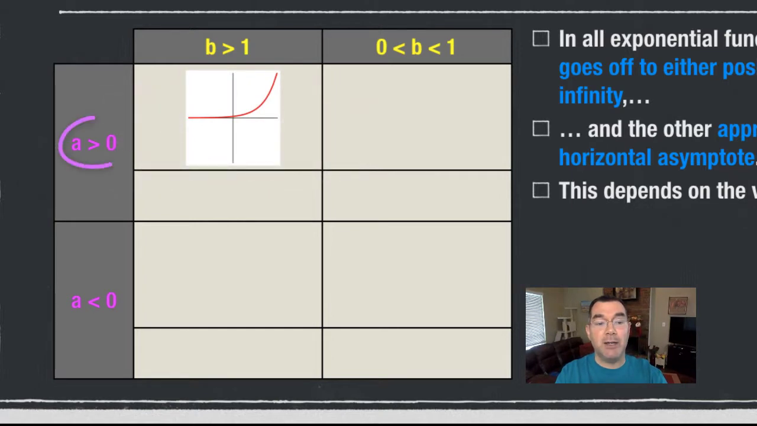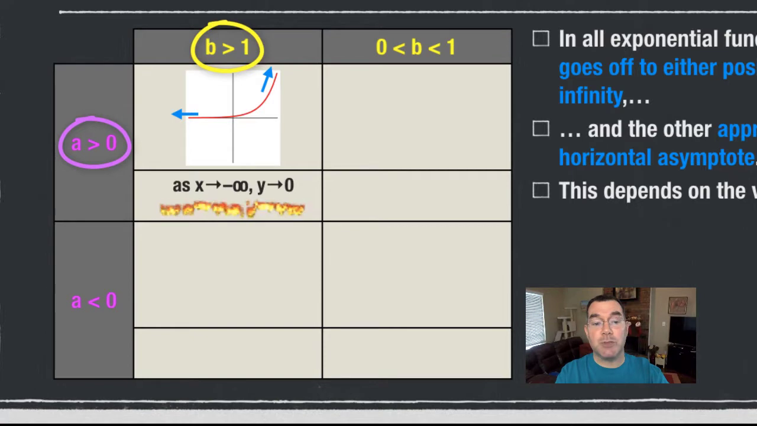All right, so if my a value is positive and my b value is greater than 1, then the graph is going to have a horizontal asymptote on the left-hand side, and it's going to go up towards positive infinity on the right-hand side. All right, so we can say that as x approaches negative infinity, which means we're going to the left, y is going to approach that horizontal asymptote of 0. And then as x approaches positive infinity, meaning that it goes up to the right, then the y values are also going to approach positive infinity, meaning they're going to go up and up and up without any kind of limit to where it stops.